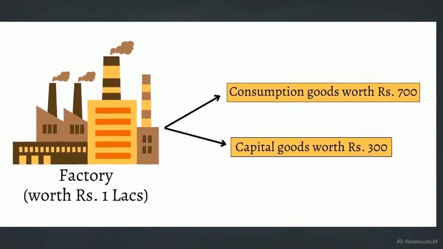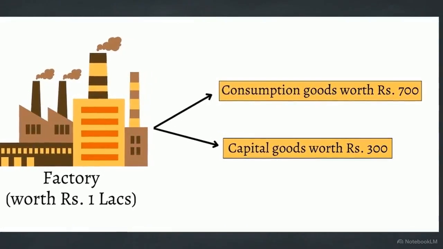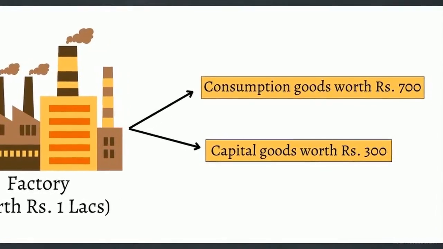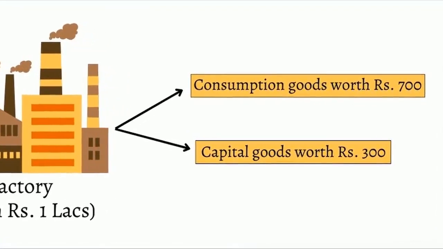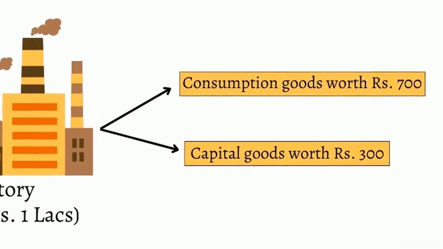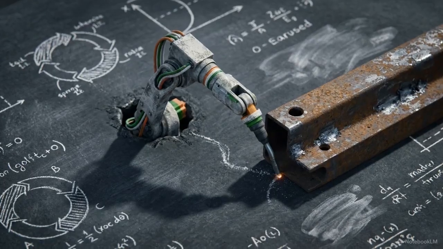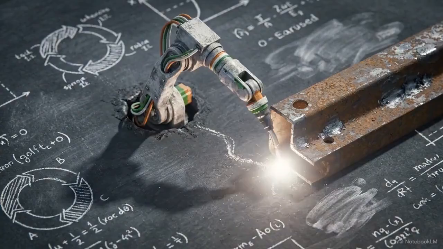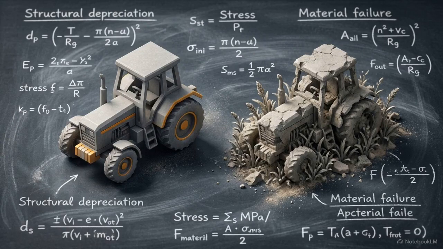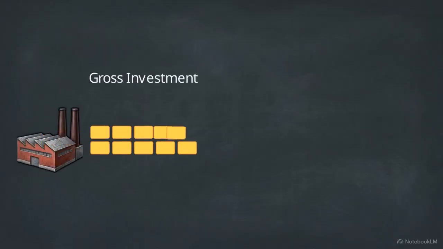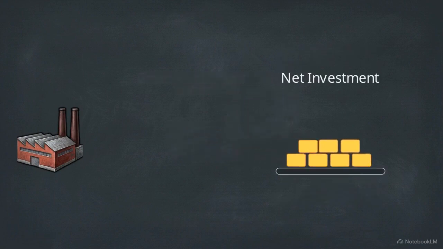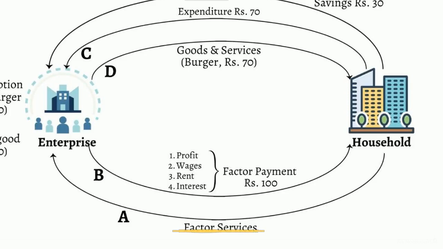Looking at this factory, the total physical output is split into two distinct categories. Consumption goods, worth 700 rupees, are used immediately by households. Capital goods, worth 300 rupees, return to the private and government sectors as tools for future work. The percentage of its total output a nation dedicates to these capital goods today represents the primary investment in its future physical capacity. Over time, capital goods wear down. This is depreciation. Gross investment is the total capital produced, but net investment, which actually adds new capacity, is gross investment minus that depreciation.